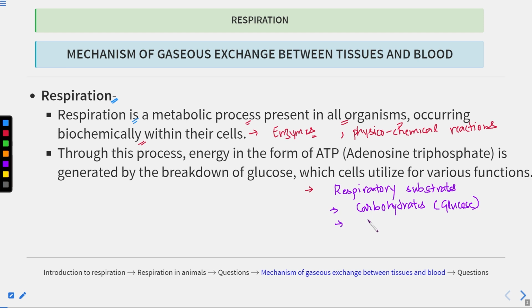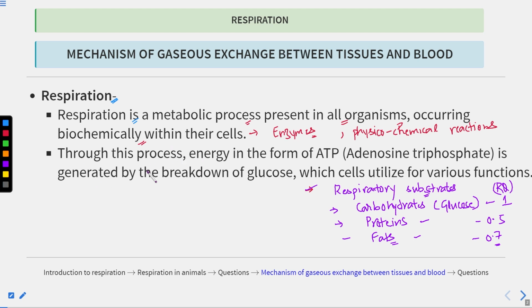If glucose is not available, other respiratory substrates such as proteins can be used, and fats can also be used. We have talked about the respiratory quotient also. What was the respiratory quotient? The volume of oxygen evolved divided by the volume of oxygen consumed during respiration. The RQ value is different for carbohydrate, proteins and fat. For carbohydrate, the RQ value was 1. For proteins, it was around 0.5, and for fat, it is 0.7. So these are the RQ values.